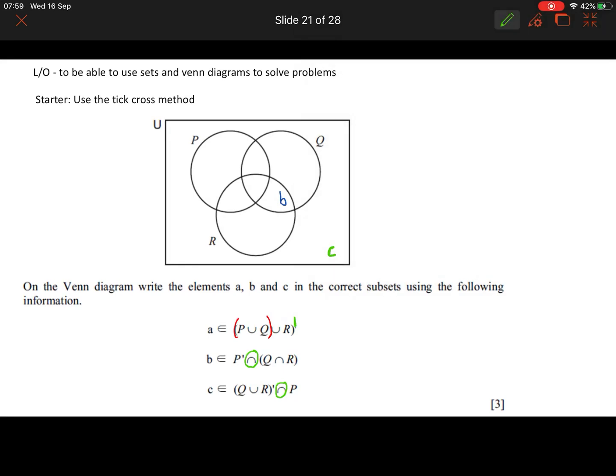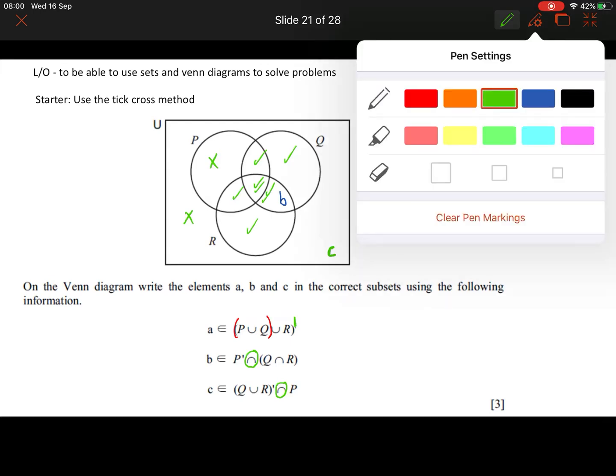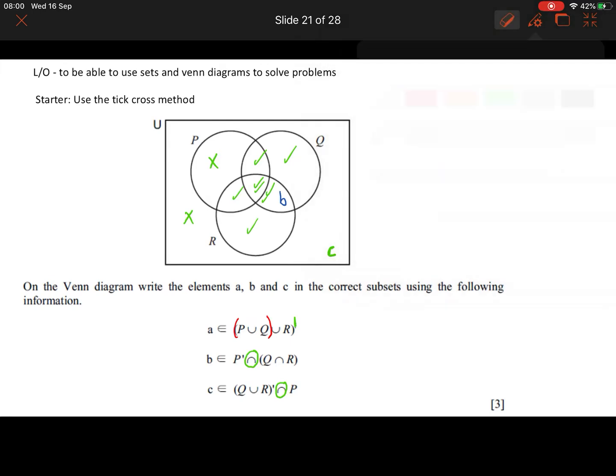So we're saying Q or R. So Q or R. And not that, so anywhere where we don't have a cross. So anywhere where we don't have ticks is where we want to put our crosses. So here and here. Now let's delete those ticks.